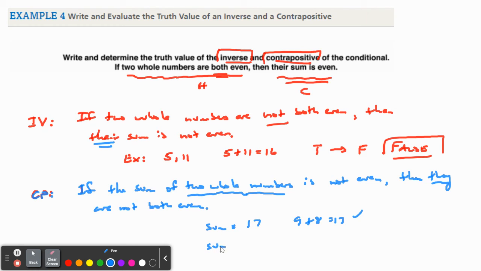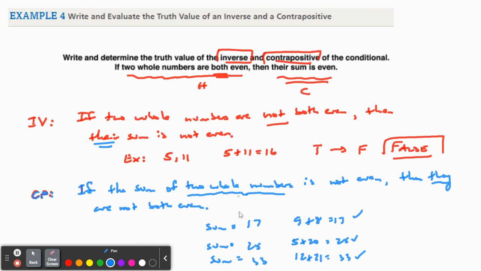What if my sum was 25? Two numbers that could add would be 5 and 20. Both of them are not even, right? That gets you 25, so that's good. Let's do one more. So the sum would be 33. Two numbers to get 33 would be 12 and 21. They're both not even. That equals 33, so that's good.